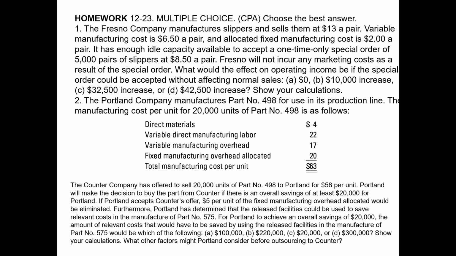So the only thing that's really applicable here is the variable manufacturing cost that they would incur as a result of those 5,000 pairs at $6.50. The allocated fixed manufacturing would not be relevant because whether or not we take this special order, our total fixed manufacturing is going to be the same amount, even though we do allocate fixed manufacturing as part of our costing system. So in this case, they would be making $2 a pair on those 5,000 pairs. So they would increase net operating income by $10,000.